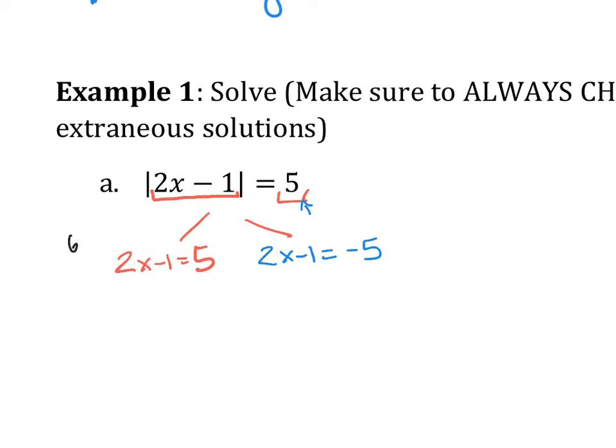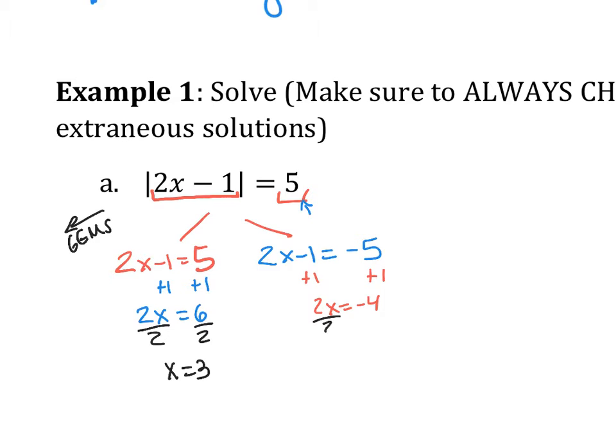So remember, we do order of operations in reverse, so deal with the addition or subtraction first. So I'll add 1 to both sides, and then divide by 2. So it'll give me x equals 3. And then we do the same thing with our other equation. Add 1 to both sides, and divide by 2. That'll give me x equals a -2.